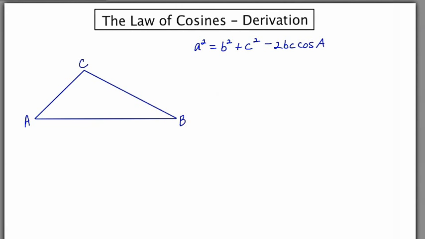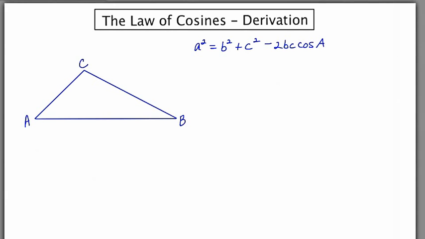In this video, I'm going to derive for you the law of cosines. The law of cosines is a formula that allows us to solve any triangle's sides and angles. The formula is a squared equals b squared plus c squared minus 2bc cosine A.